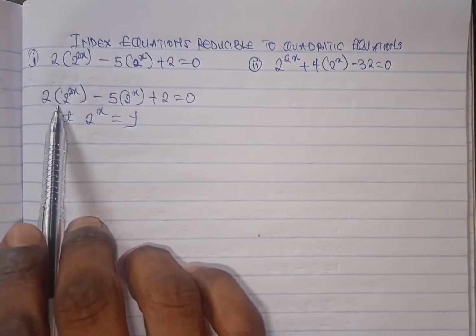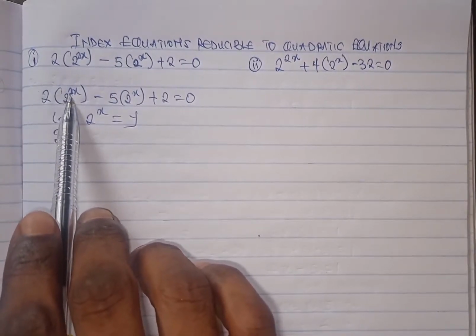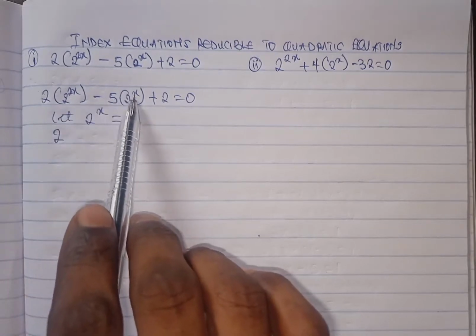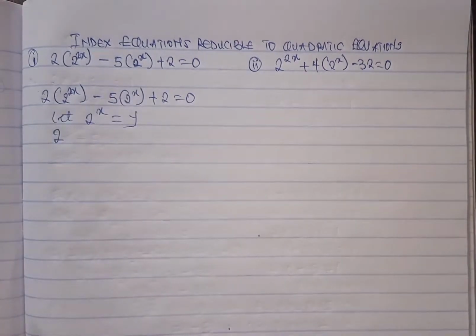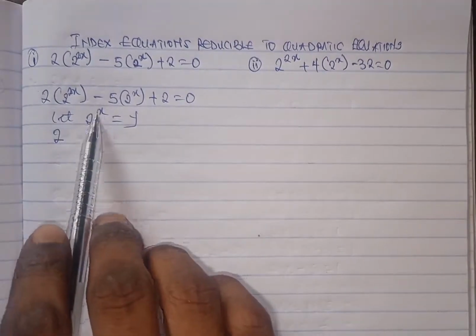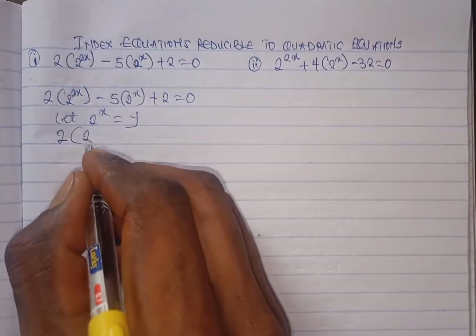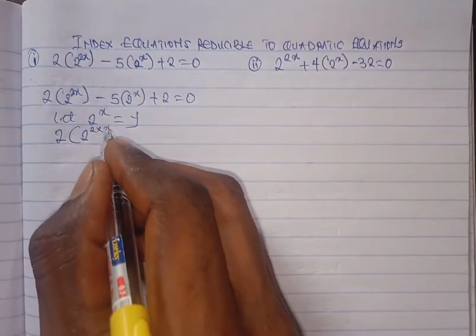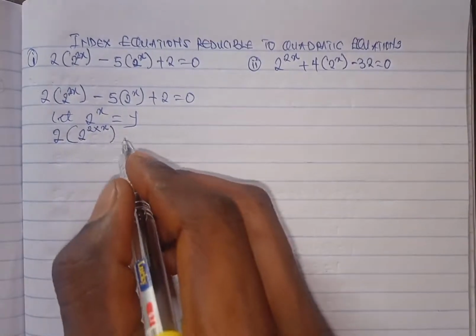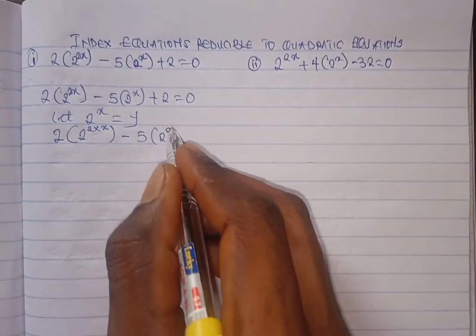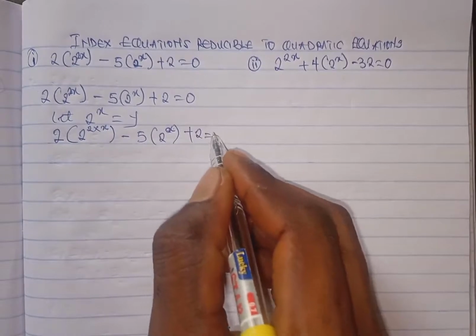You have 2 into 2 raised to the power of 2x, then minus 5 into 2 raised to the power of x, then plus 2, which is equal to 0. First thing you say, let 2^x be equal to y. So if you let 2^x be equal to y, then you are going to have 2 into (2 raised to the power of 2 multiplied by x), close the bracket, then minus 5 times 2 raised to the power of x, then plus 2, which is equal to 0.